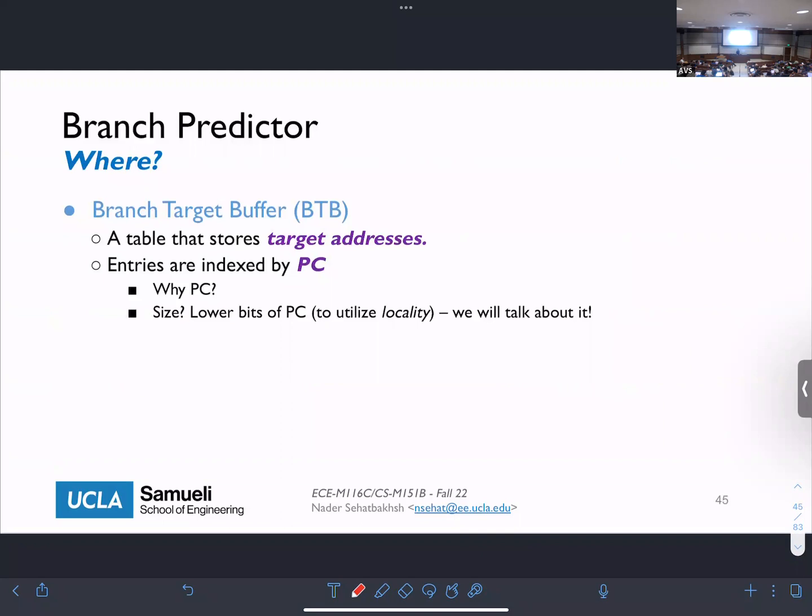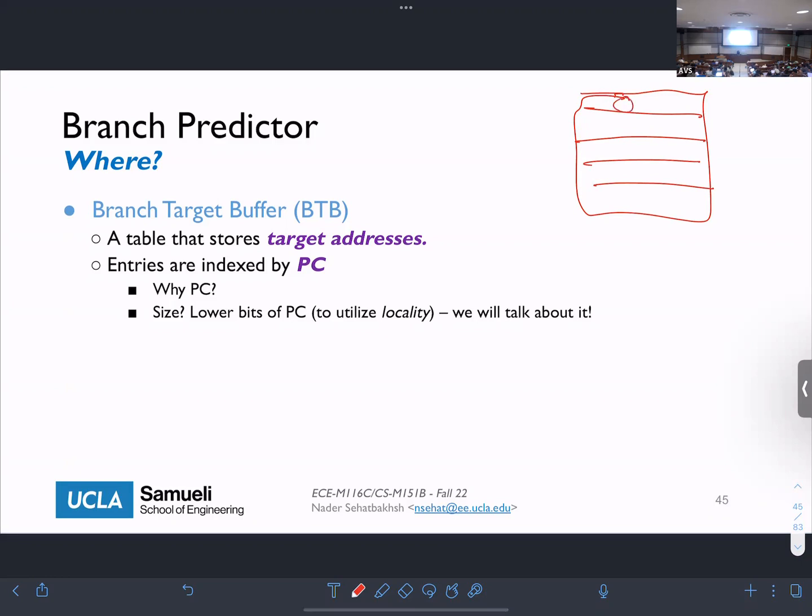Okay. So this is the idea of what we call the branch target buffer, or BTB. What the BTB does is store, think of this as an array or a small memory that we put in our fetch stage that has these lines. And these lines are basically recording the PC and the target address. Why are we storing the PC? Anybody?